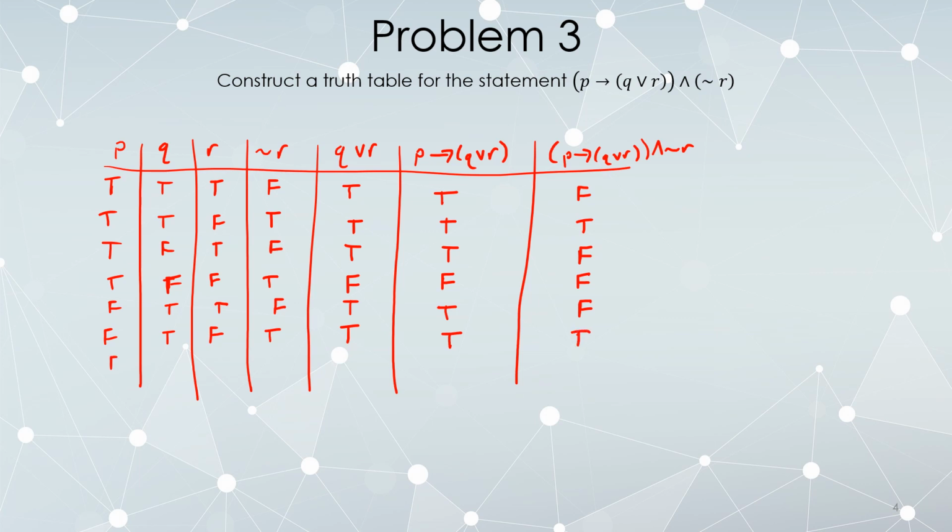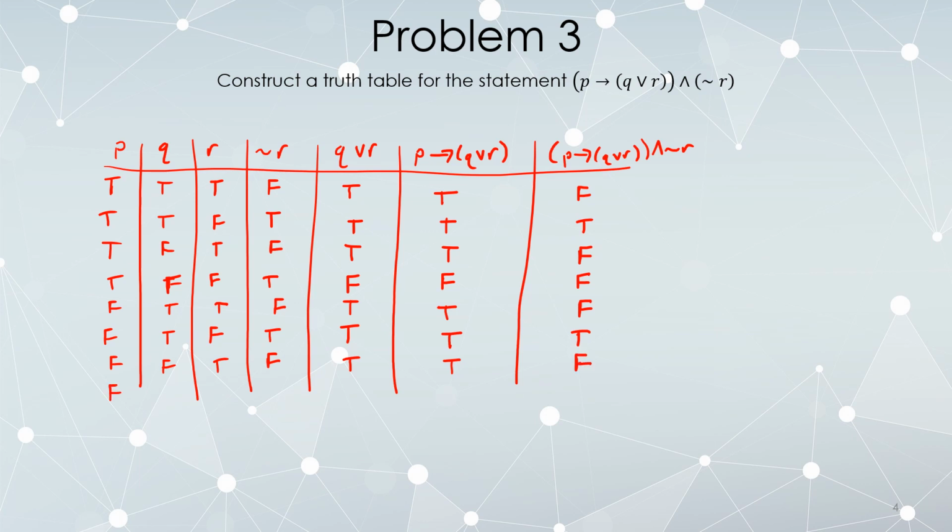Moving on. False, false, true. Switch this to false. R is true, so this disjunction is true. Conclusion is true, so the conditional statement is true. However, not R is false, so this conjunction is false.